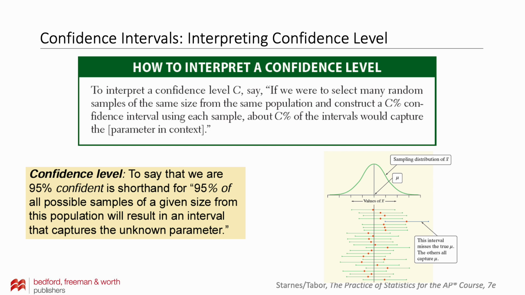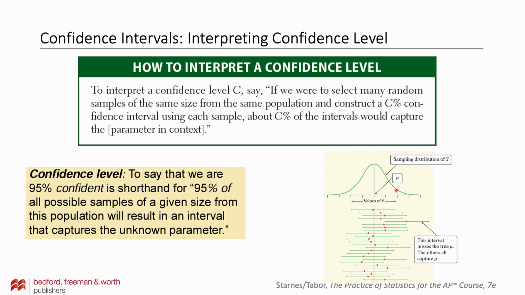Now, how are we going to interpret confidence level? Remember that repeated sampling could yield different results. So the way we interpret a confidence level is by saying, if we were to select many random samples of the same size from the same population and construct a C% confidence interval using each sample, about C% of the intervals would capture the parameter in context.